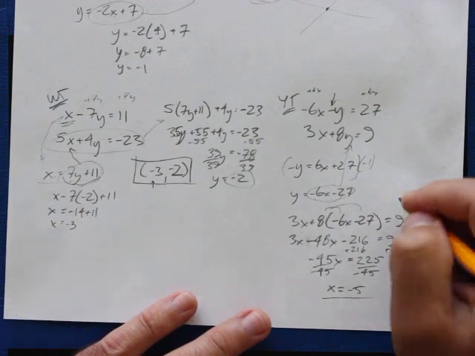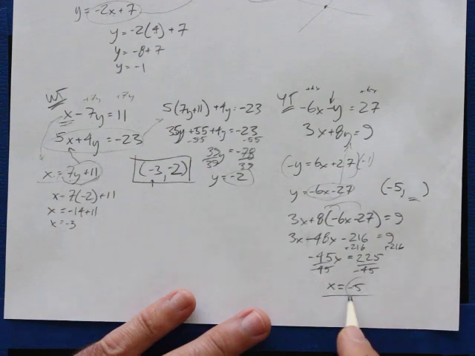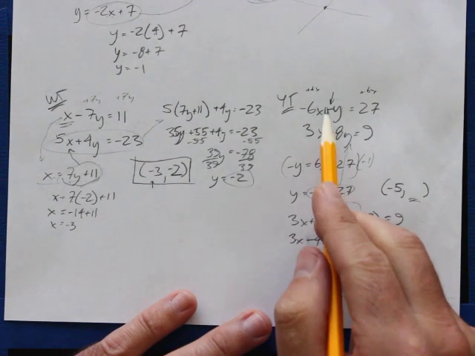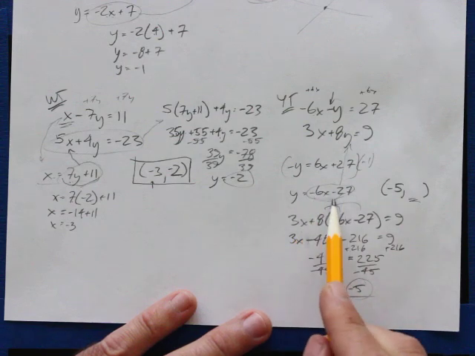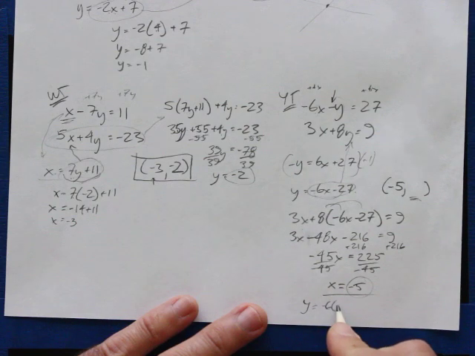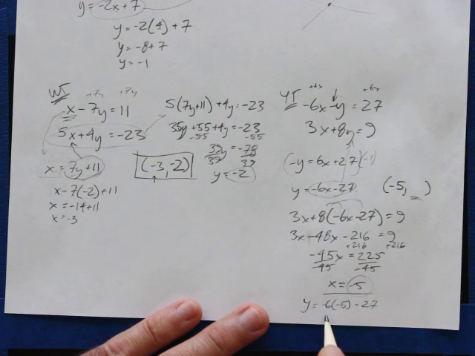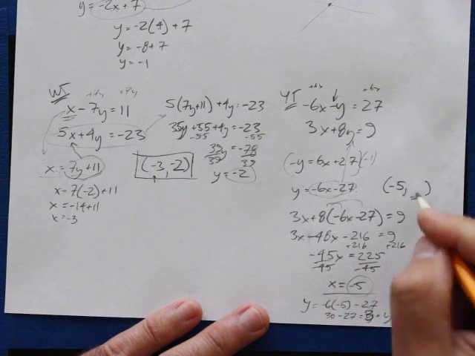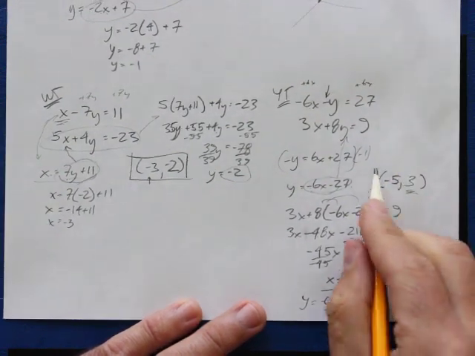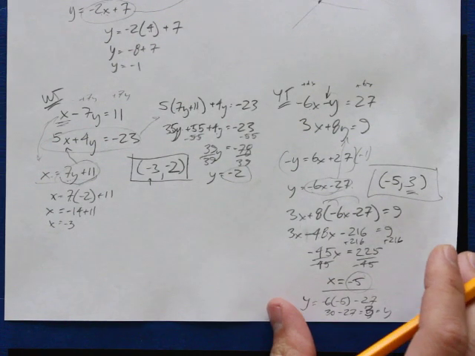So I've got negative 5 for my x value, and I still need my y value. So I'm going to plug this negative 5 into this equation. I can plug it into any equation I want. It's just a little bit easier for this one because I already have y equals this mess. So y equals negative 6 times negative 5 minus 27. Negative 5 and negative 6 is 30. 30 minus 27 is 3. Oops. Positive 3. So y equals positive 3. Put that right there, and I'm done. And that is substitution, solving by substitution.